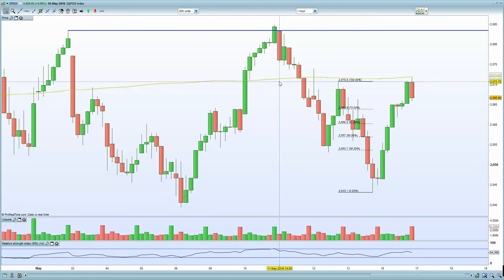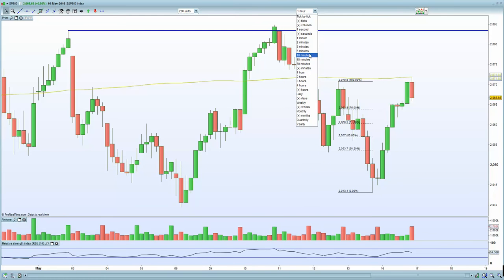I am actually short the S&P 500, and my stop loss remains at 2074. So if I'm wrong, then obviously we are going to move higher, going to that 2084, 2085 region. But for now, I do expect that resistance at 2070 to hold, and we should potentially flush lower.